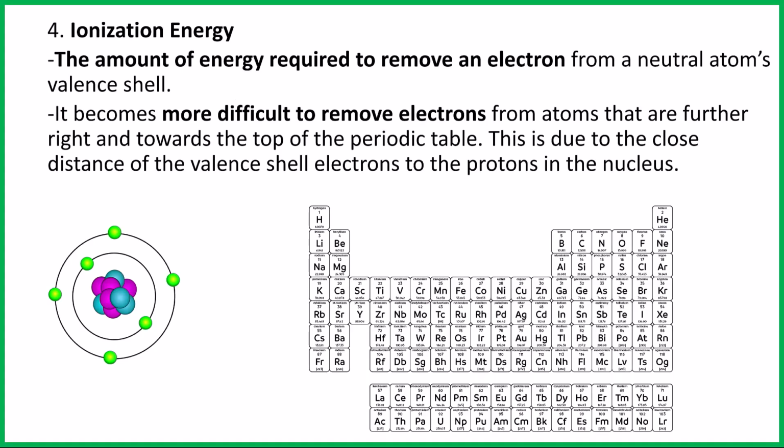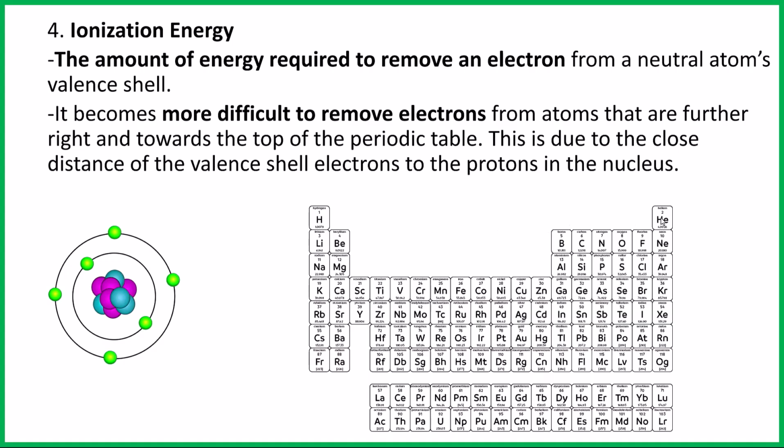Ionization energy is the fourth trend, and this is the amount of energy required to remove an electron from a neutral atom's valence shell. So similar to electron affinity, where we were trying to gain electrons, this is the ability to remove an electron. It becomes more difficult to remove electrons from atoms that are further towards the right and towards the top. So the amount of energy is increasing from bottom to top and left to right.